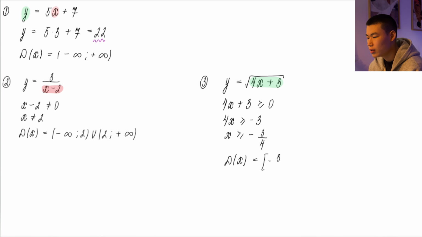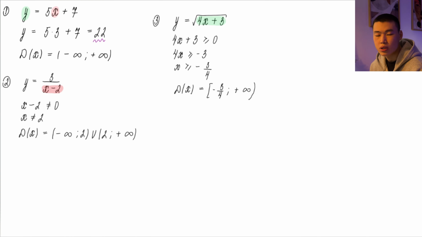So today we covered these three simple examples and we found their domains for a linear function, for a rational function, and for the square root function.